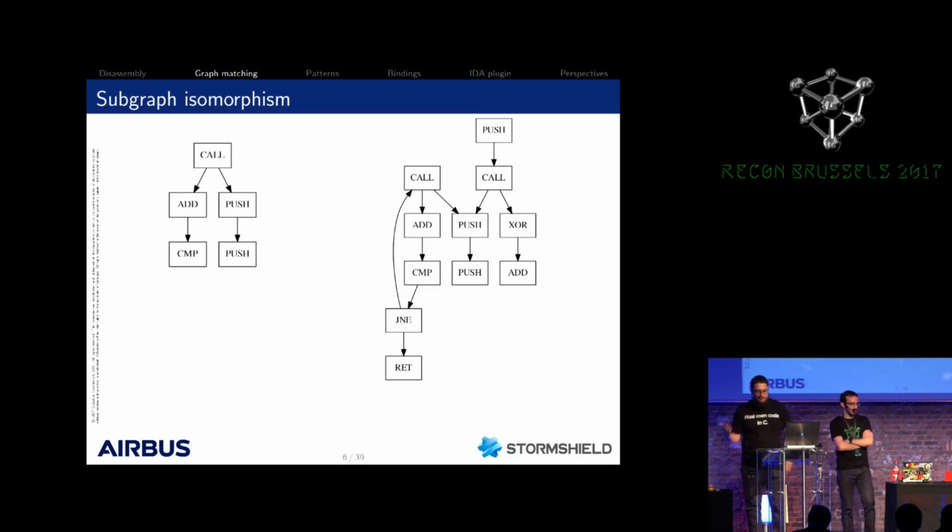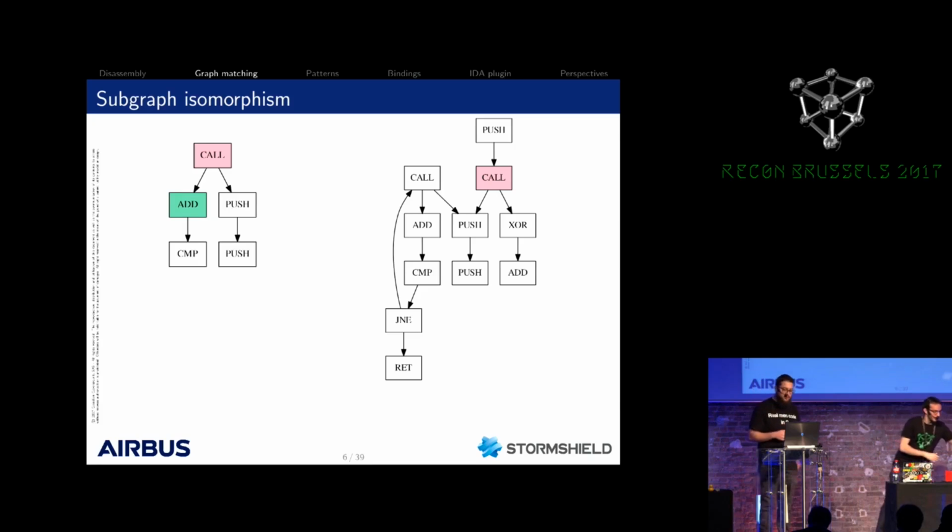To do so, we can use the usual algorithm. So at the left we have the pattern, and at the right we have the test graph. And the goal is just to search the first call. So, okay, we found the first call. Then we have to look at the children. There is an add, so we have to look to the right. We have the XOR, so we have to try the other child. So we have the push. So we have to search for another call. So, okay, we match a call.